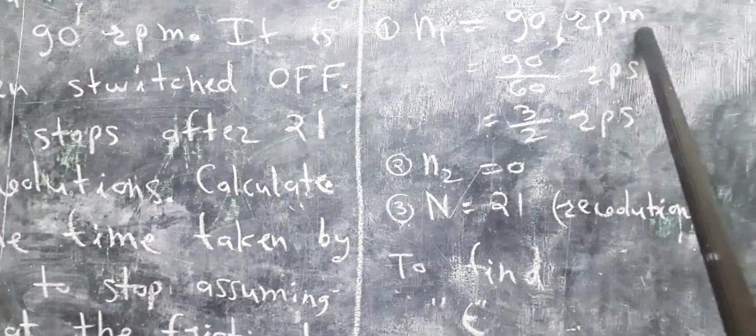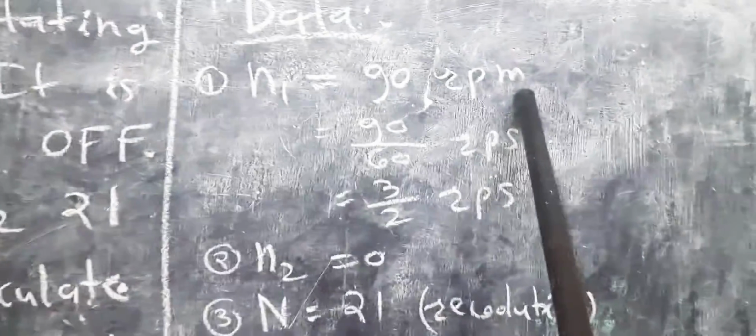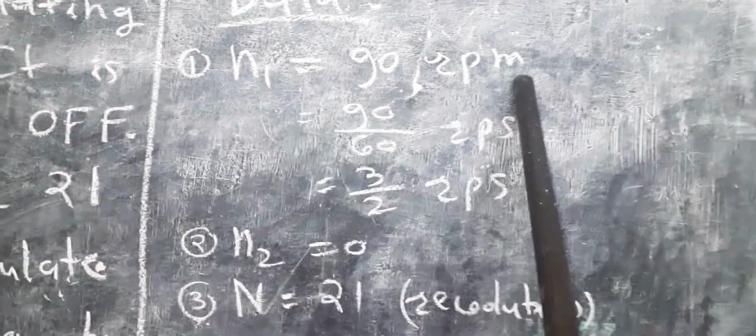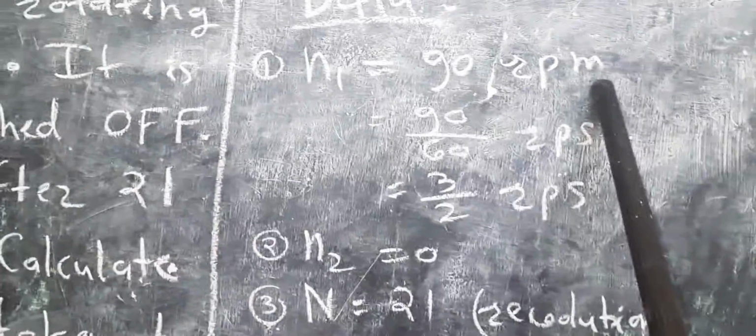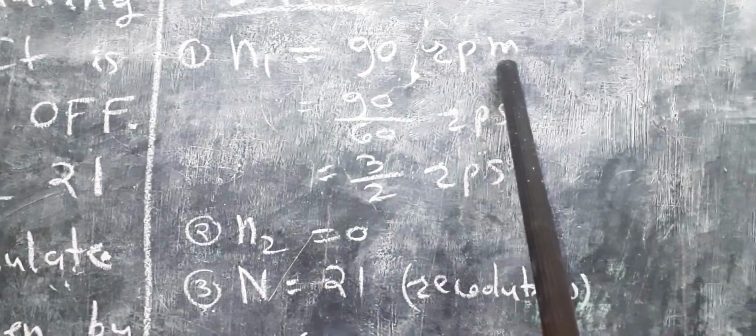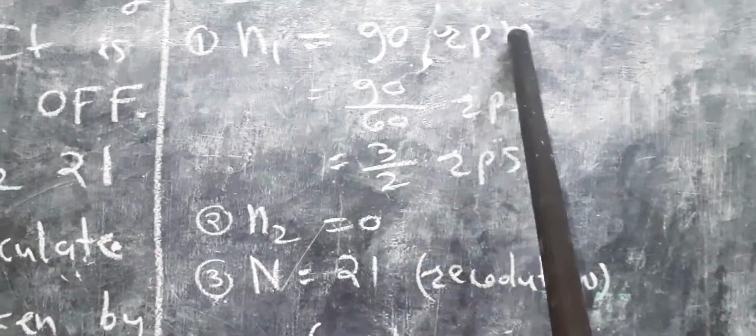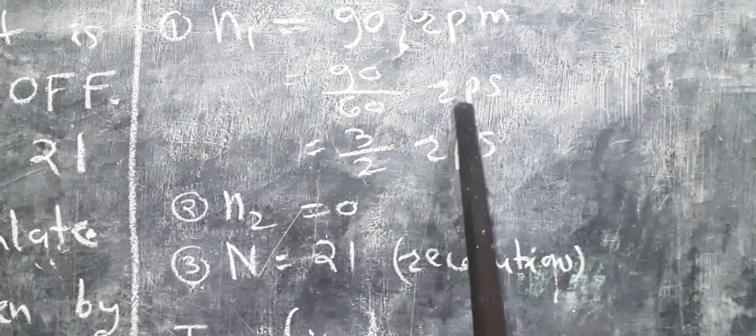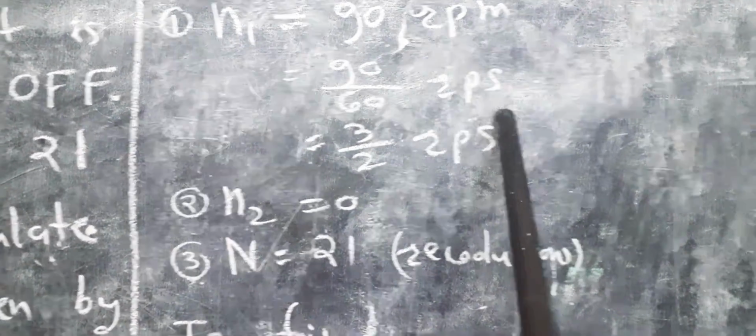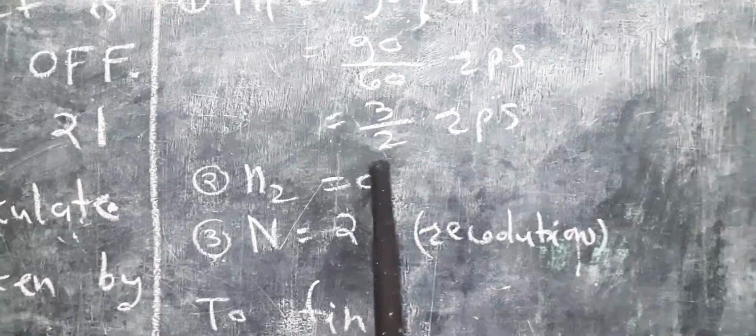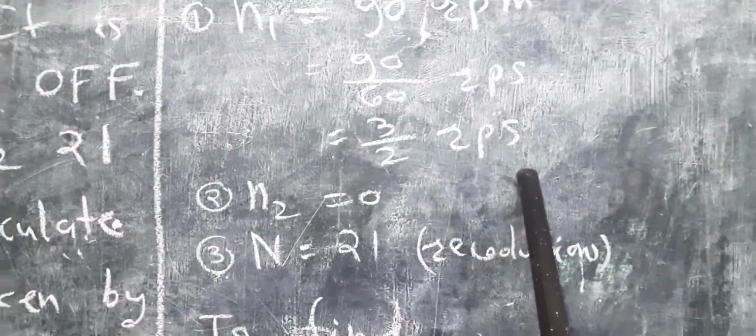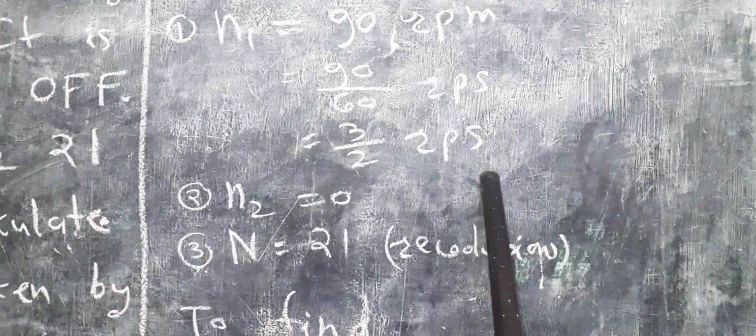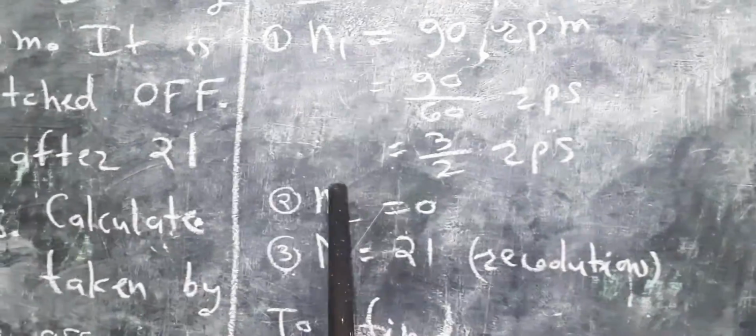RPM, revolutions per minute, is not the SI unit. It should be RPS, that means hertz. So we convert this minute in terms of second. If we divide, in place of minute we write 60. So 90 upon 60 RPS, revolutions per second. So we get 3 upon 2 RPS or hertz, revolutions per second, the frequency of these revolutions.